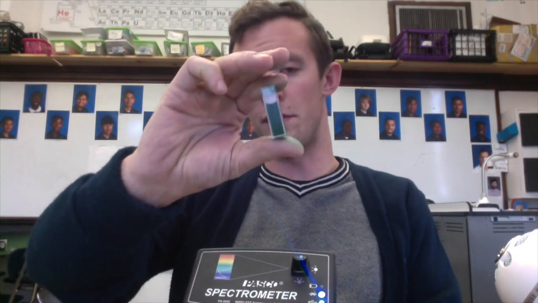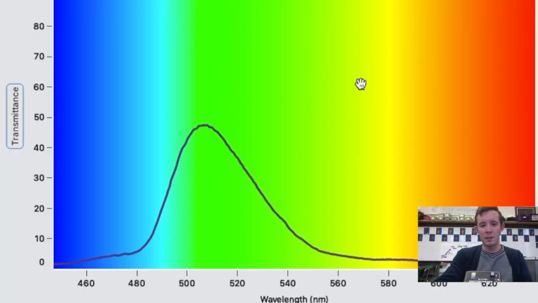We'll take our spectrometer and we'll take a sample of green dye. There's our green dye. And if we put the green dye into the spectrometer, what the spectrometer reading will show us is that green wavelengths of light are able to transmit through our solution, whereas all the other wavelengths of light are not able to transmit through the solution. And that's why our solution appears as green, is that the green wavelengths of light are able to transmit through it, and the other wavelengths are not.